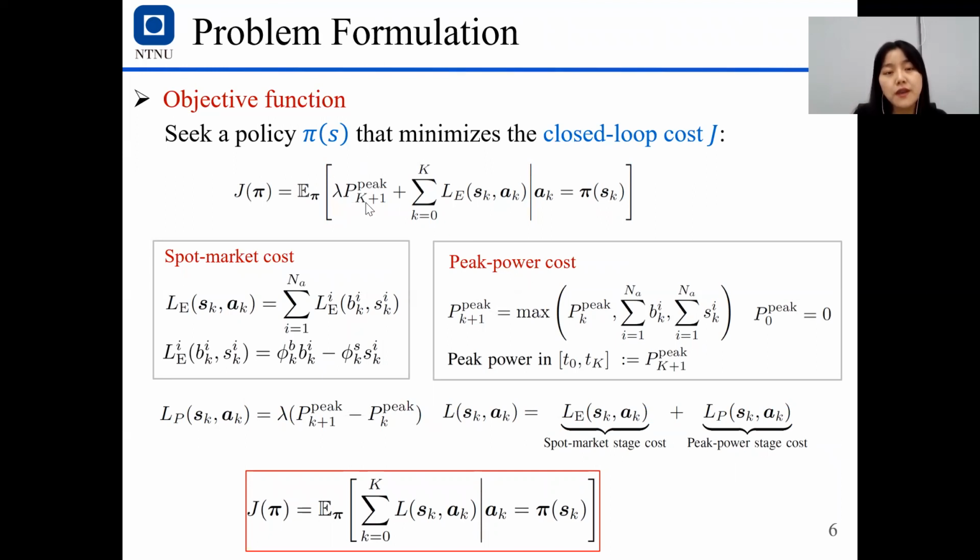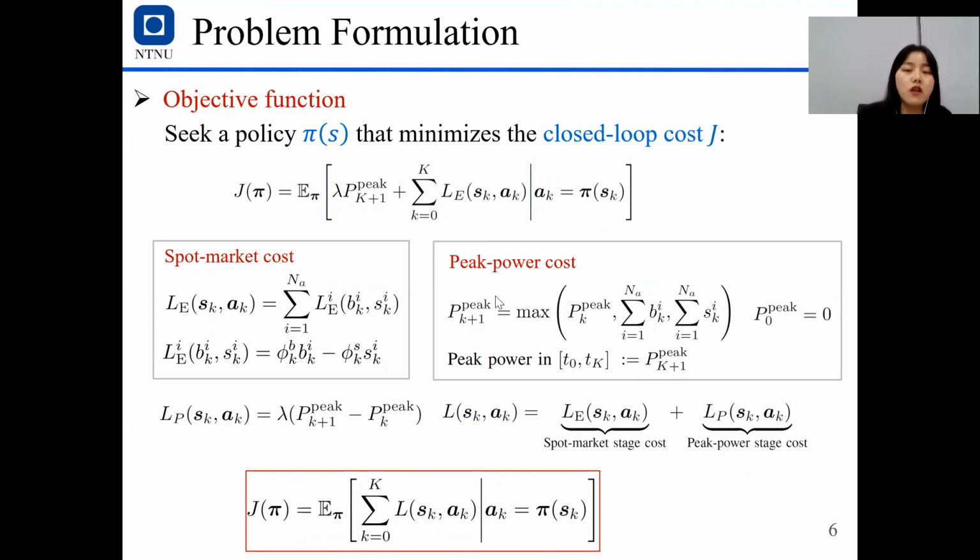To get this P_peak,k+1, we need to define a variable P_peak,k, which is defined by this one. It means that P_peak,k+1 is the maximum value between the previous P_peak and the current maximum between the summation of buying and the summation of selling from each agent. And P_peak,0 is defined as 0. So in this setting, the peak power in the whole time interval should be P_peak,K+1, right? That's why the peak power penalty should be times some coefficient.